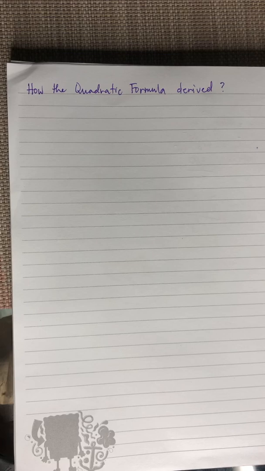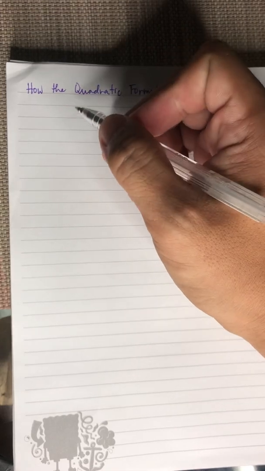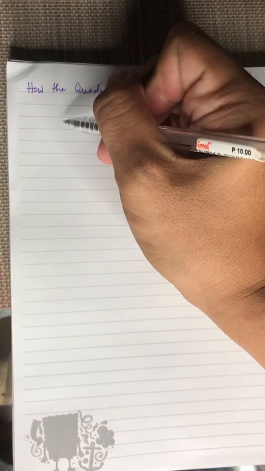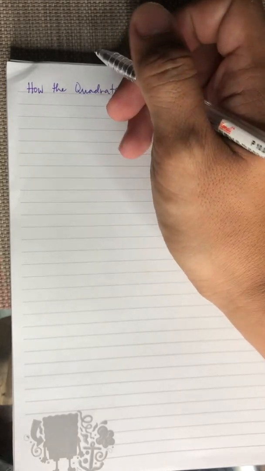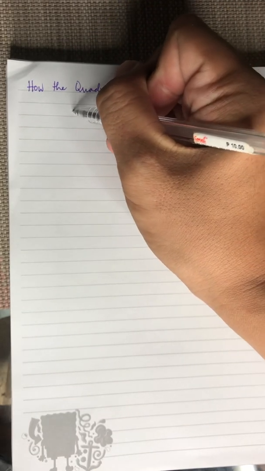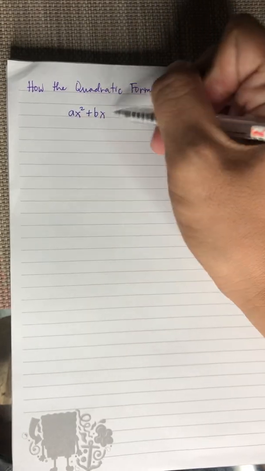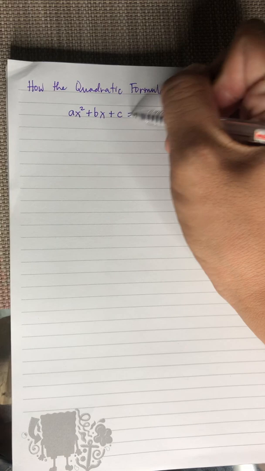Hello math enthusiasts! Now I'm going to show you how the quadratic formula is derived. First, let us have the given equation, which is the standard form of a quadratic equation. So we have ax squared plus bx plus c equals 0.